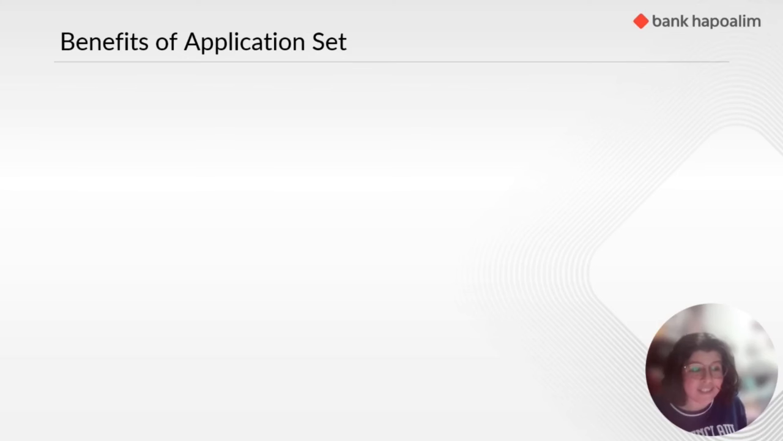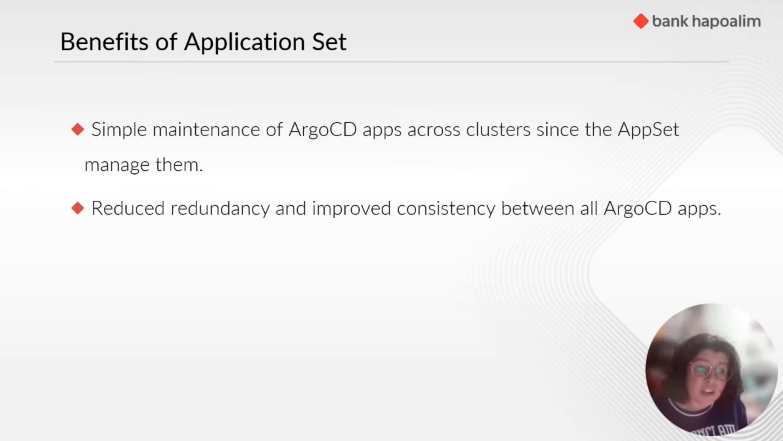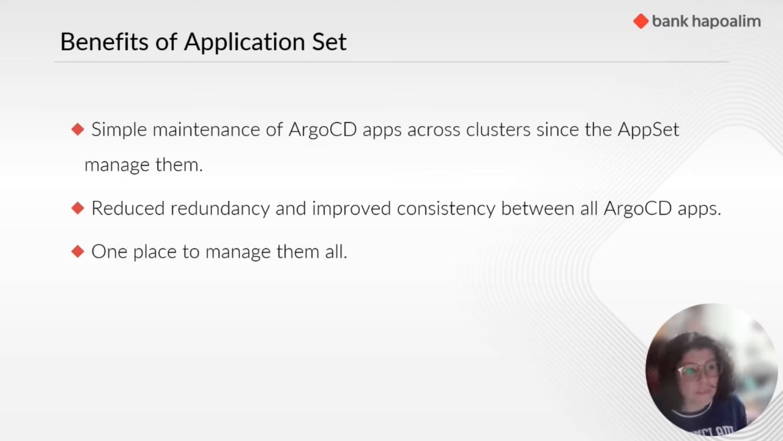Benefits of application set. Simple maintenance of ArgoCD apps across clusters since the appset manages them. One ArgoCD appset actually manages a lot of Argo apps. Reduce redundancy and improve consistency between all ArgoCD apps. No more copies and copies of probably the same Argo app. One place to manage them all. If we need to change something, it's all in one place. No need to change many copies of almost the same Argo app.